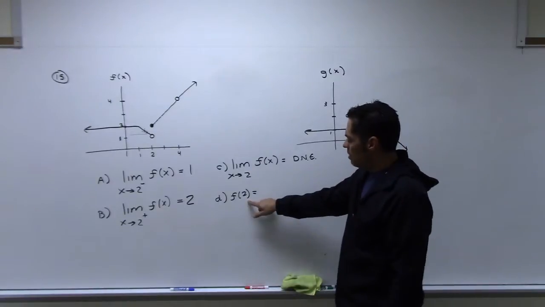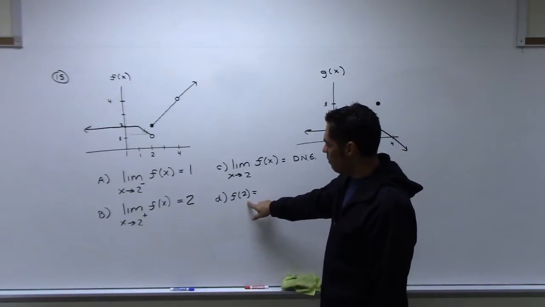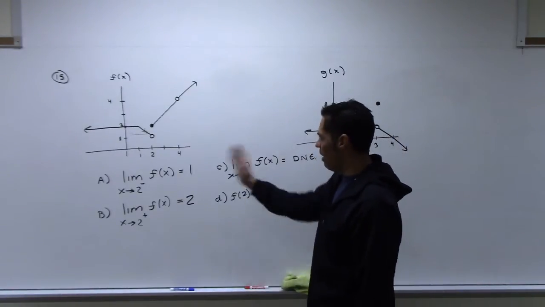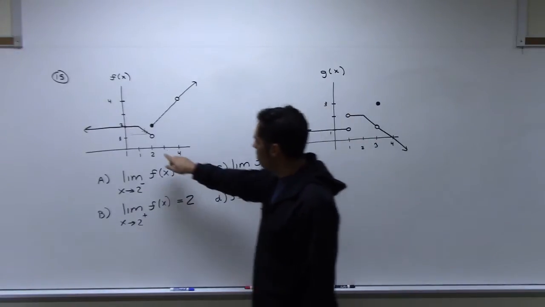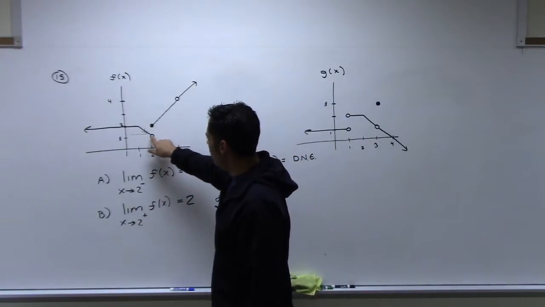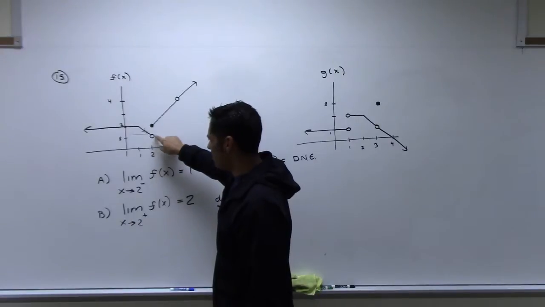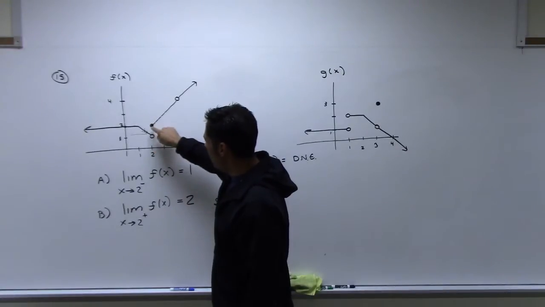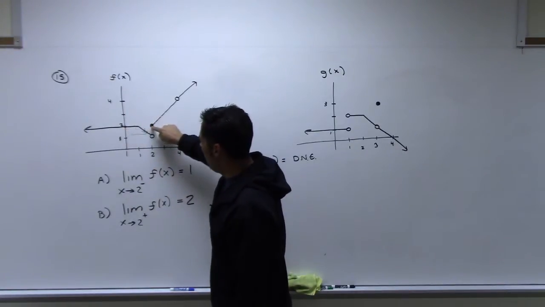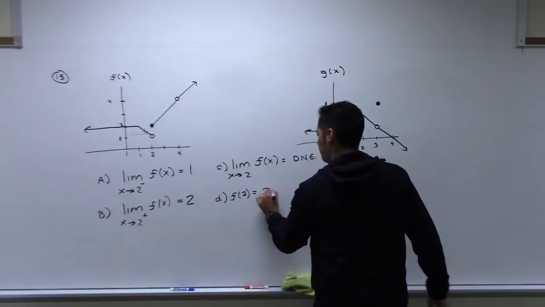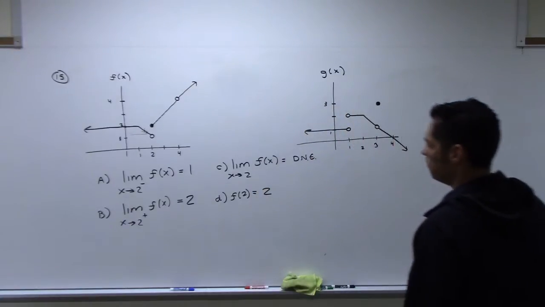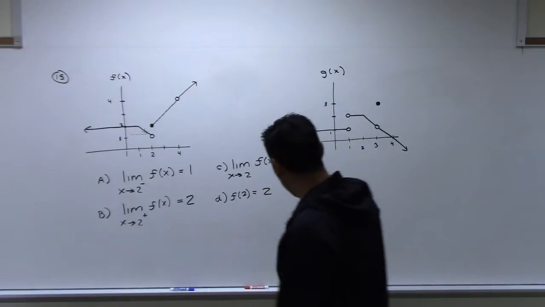Then this is back to the more algebra perspective. What is happening exactly at 2? Not from the left, not from the right, at 2. So at 2, notice that this is an open circle, which means that's not the function. It's not defined there. But that's a solid dot. Therefore, our function's value at 2 is actually that height, which is 2. All right, I hope that makes sense.